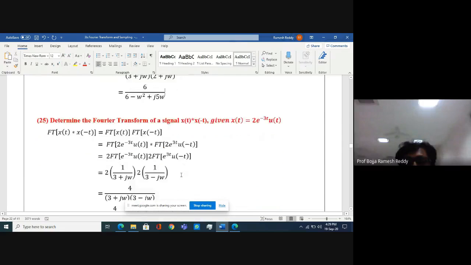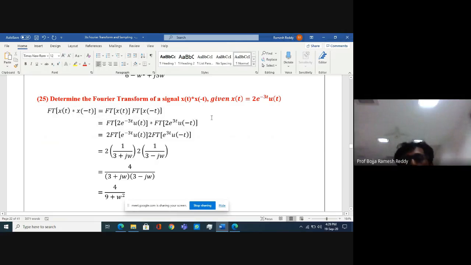Next problem: determine the Fourier transform of a signal x of t convolved with x of minus t, given x of t is equal to 2e power minus 3t u of t. Again, a similar question. This is the time domain representation. It is nothing but a decaying exponential, a right-sided signal because of u of t, and decaying because of e power minus 3t. What they're asking is the convolution of the given signal with its folded form. Simply apply the Fourier transform.